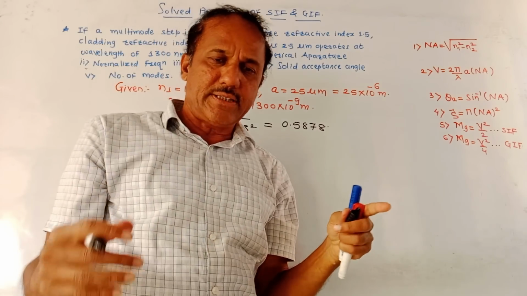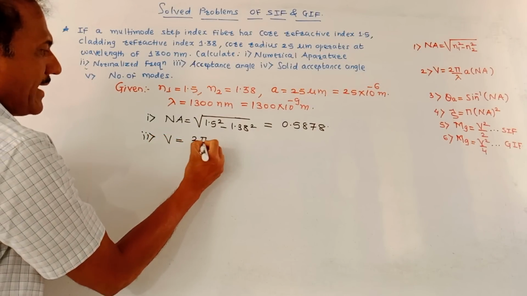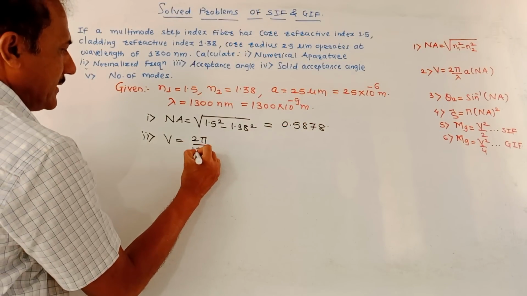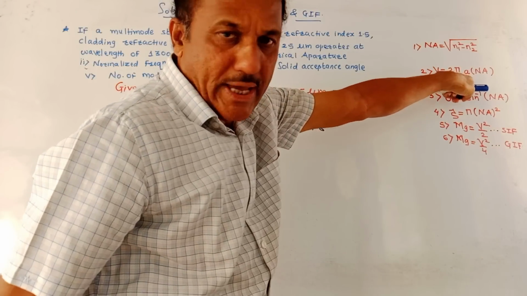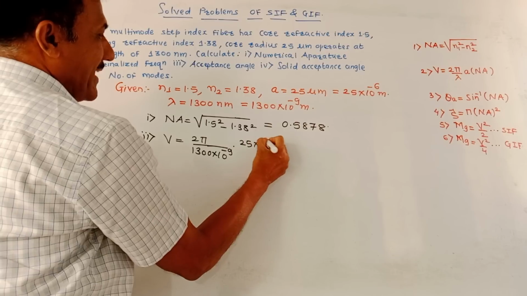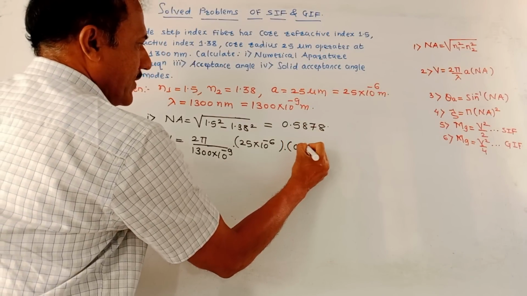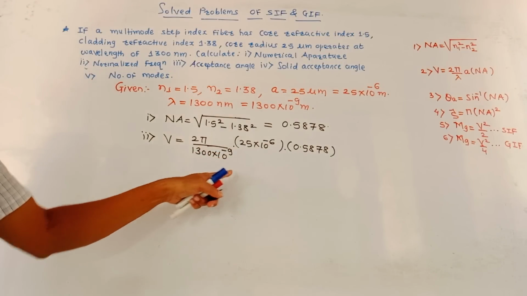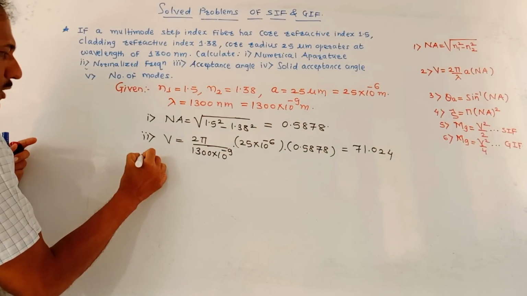Second part, it is asked to calculate normalized frequency. Do remember, normalized frequency means V number. So we have the formula V is equal to 2 pi upon lambda into a, I am talking about this second formula. Lambda is 1300 into 10 raised to minus 9, a is 25 into 10 raised to minus 6, into NA, value of numerical aperture. We have just now calculated this value in the first part. So if you solve this, the answer of V number will be 71.024.